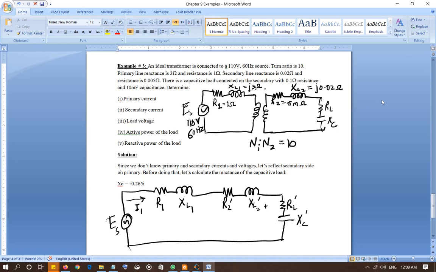So let's do example number 3, which is based on impedance reflection. We have an ideal transformer. Source voltage is 110 volt RMS, 60 Hertz. We have primary line resistance 1 ohm, primary line reactance 3 ohm, and generally line reactance is inductive reactance, so we have to represent it as j3 ohm.